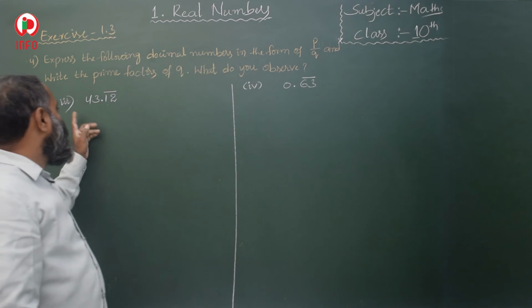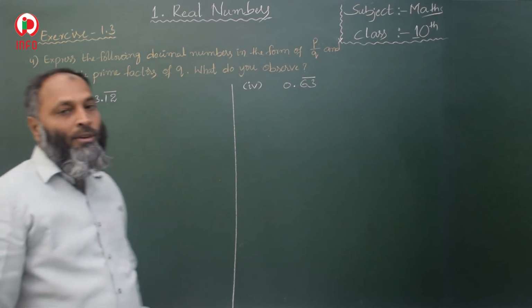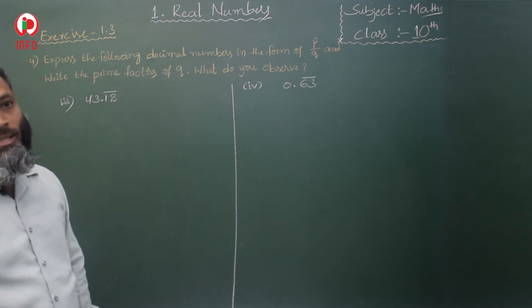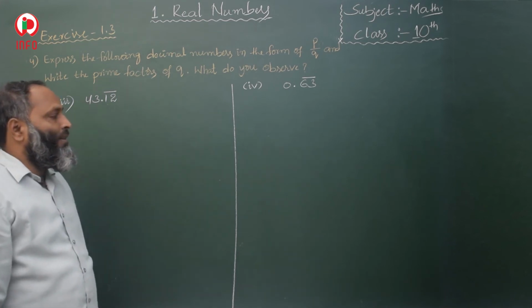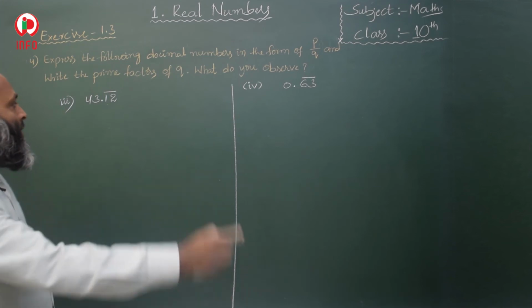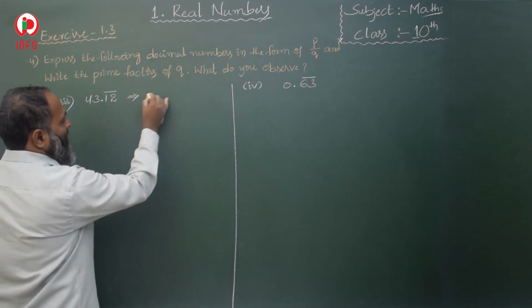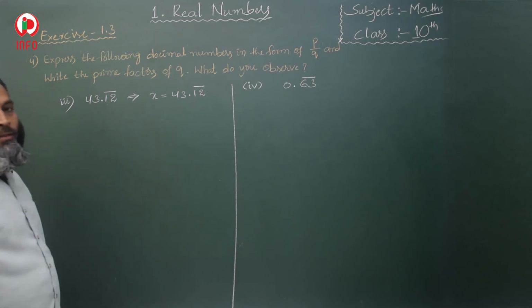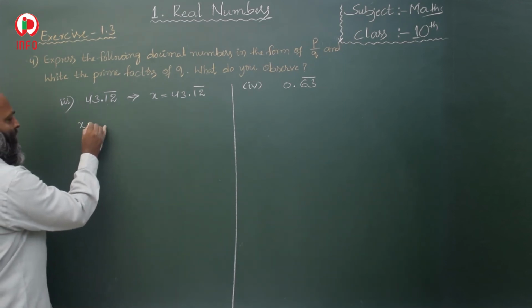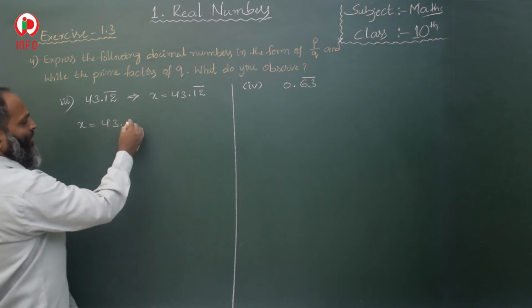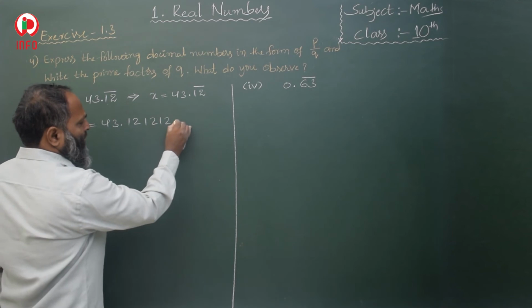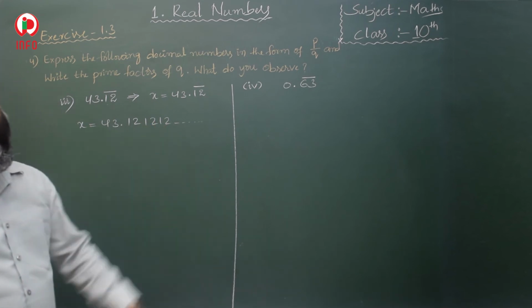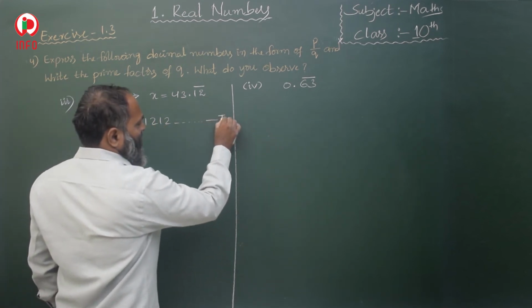Now, the next question: 43.12 bar. This is a non-terminating decimal. Here, bar is given, which means this is a non-terminating decimal. When a non-terminating decimal is given, how do we convert it into p by q form? See here. Whatever is given, we consider as x. x is equal to 43.12 bar. What does it mean? 12 bar means 12 will repeat: 12, 12, 12, infinite times. We take this as equation 1.